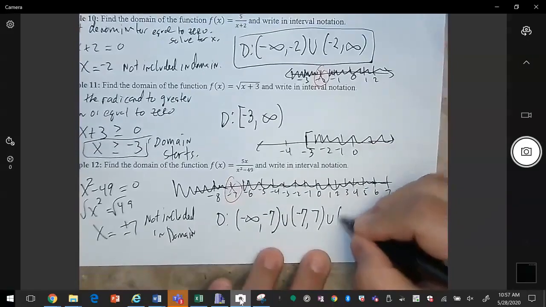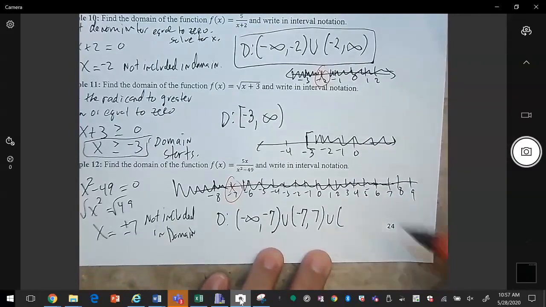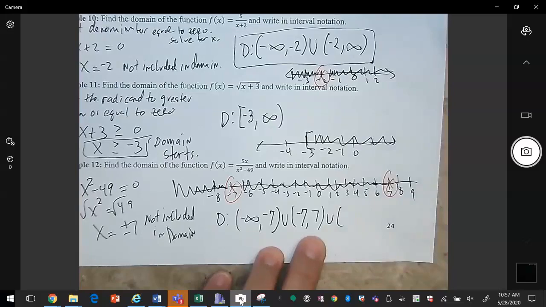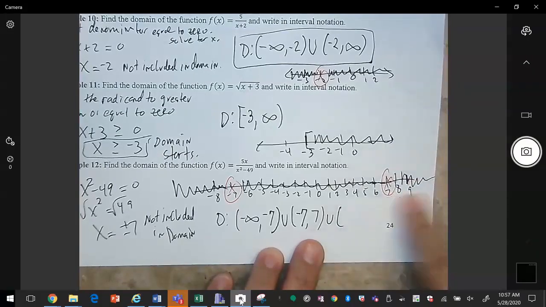Union. But then I start at 7 again. Remember, 7 is not used. That's why we use a parentheses. And then you start from 7 to infinity.